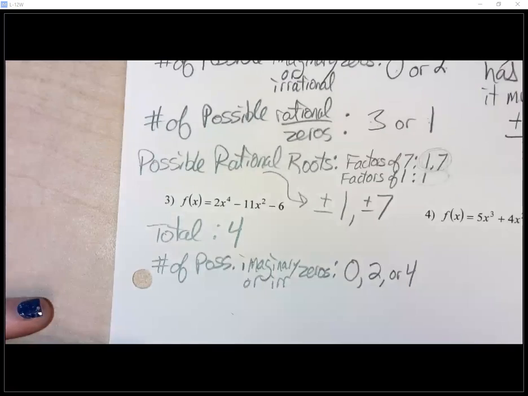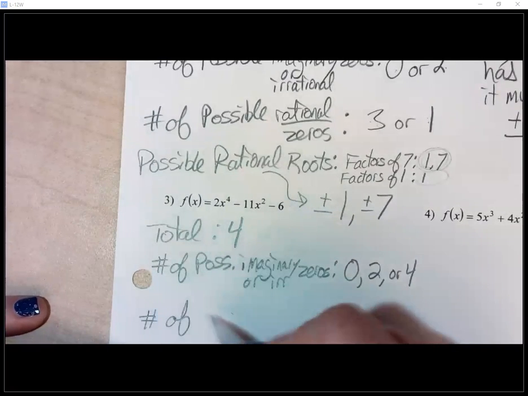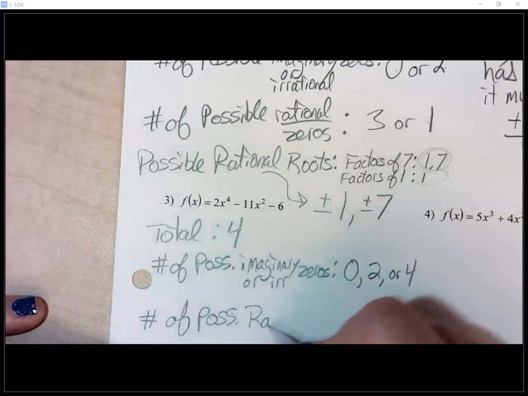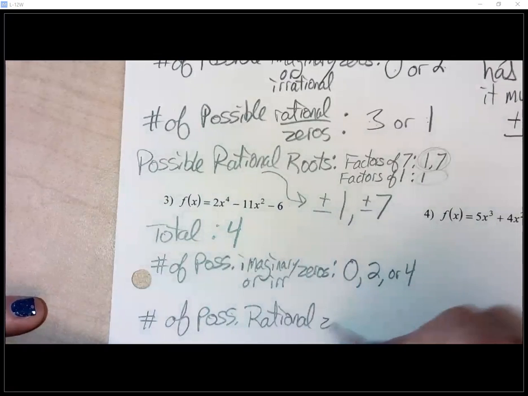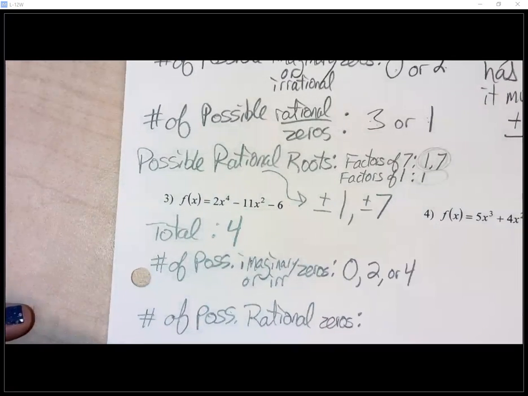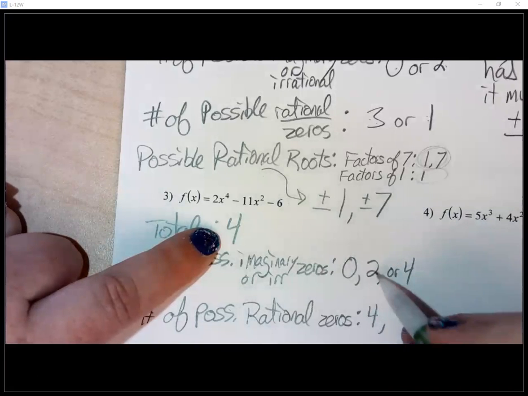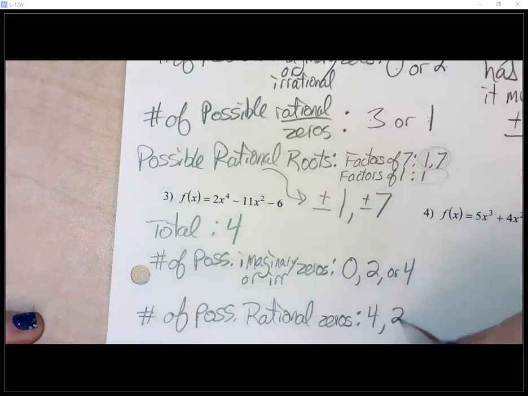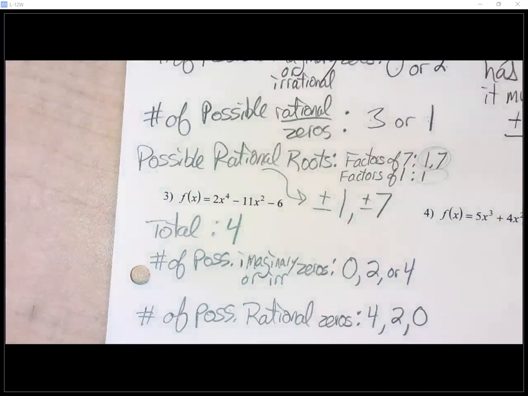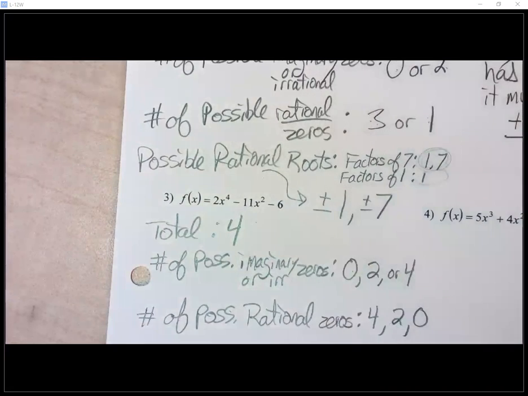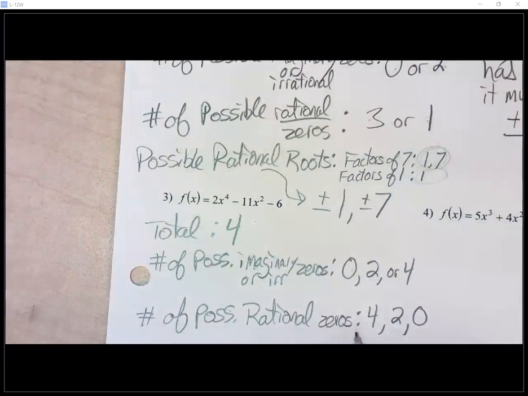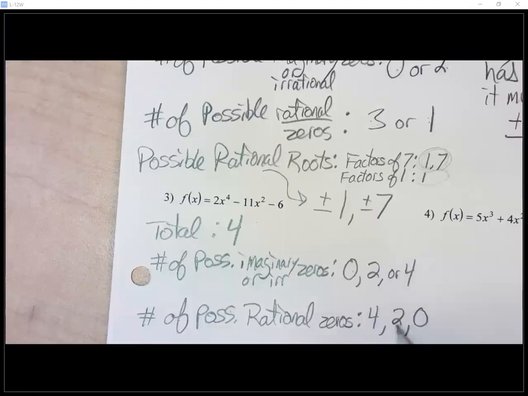So let's talk about the number of possible rational zeros. Because if none of them are imaginary, that would mean all four are going to be rational. If two are imaginary, then I'm going to have two that are going to be rational. And if all four were imaginary, then I have zero. Again, I'm just listing them, the order doesn't really matter, but I just pair them up. Now let's find what these possible rational zeros are. I might not have any in this list because zero is a possibility. But if I'm going to have any, if the two or all four, they would appear in this list.